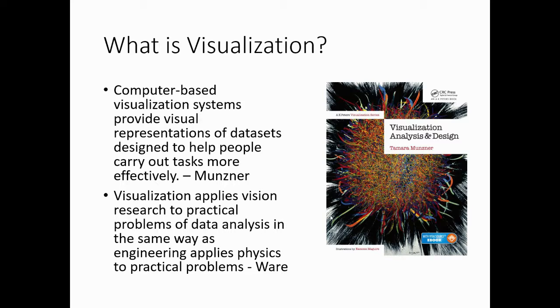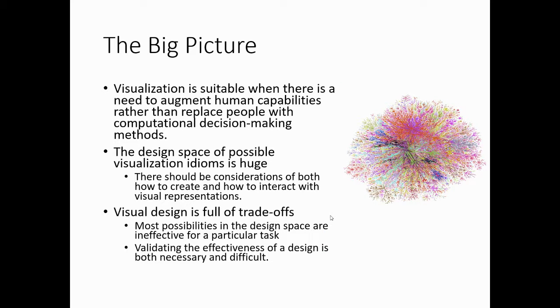And again, Ware writes a competing text entitled Perception for Design, from Morgan Kaufmann Publishers, in case you're interested in experiencing or exploring more about the field. Munzner starts out each one of her chapters with something called the big picture, and it's usually given in the form of a bounding box.